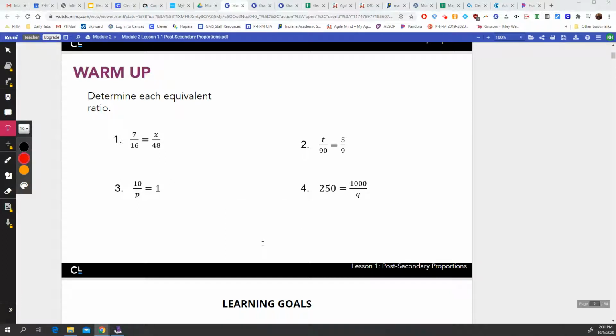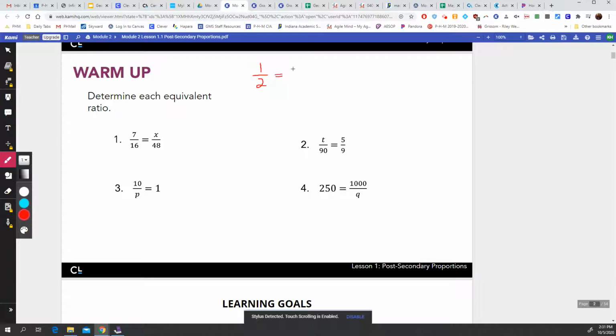And as a 7th grader, you saw things like this that looked like this, and you called it a proportion. So we're going to talk about proportions and how to solve proportions. There is a really interesting thing about proportions. A proportion is basically just two fractions or two ratios that are equivalent to each other. So 1/2 equals 3/6. We can all agree those two fractions are equivalent.